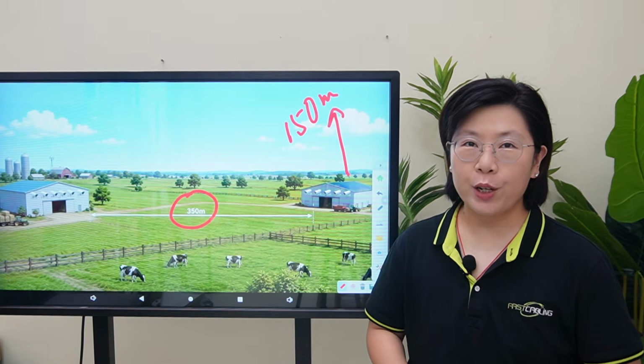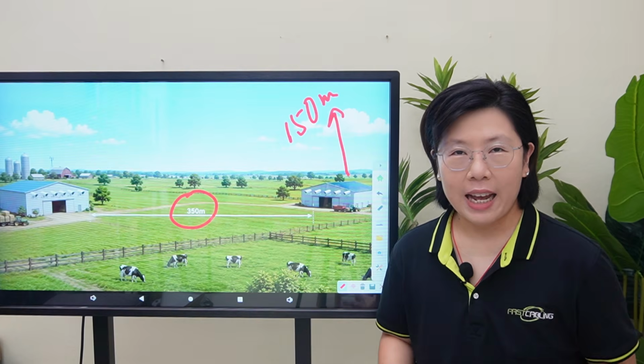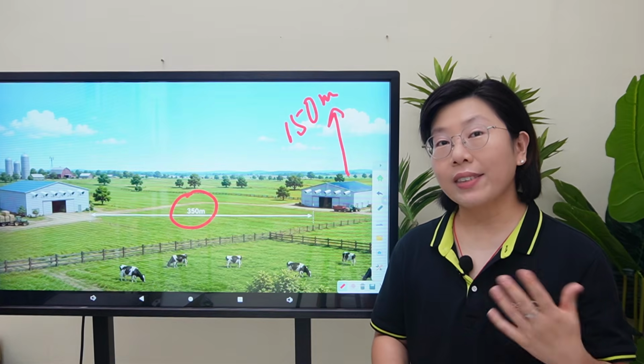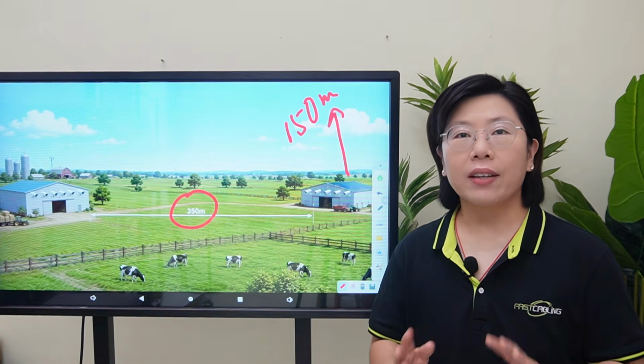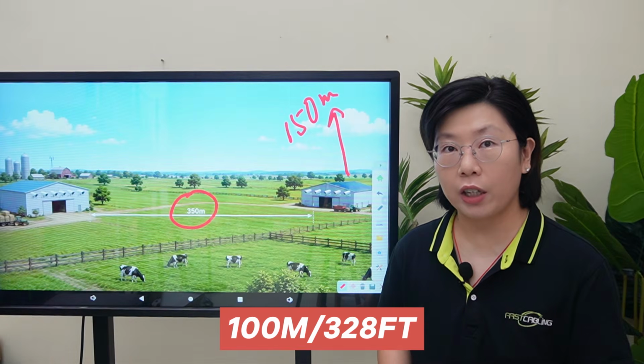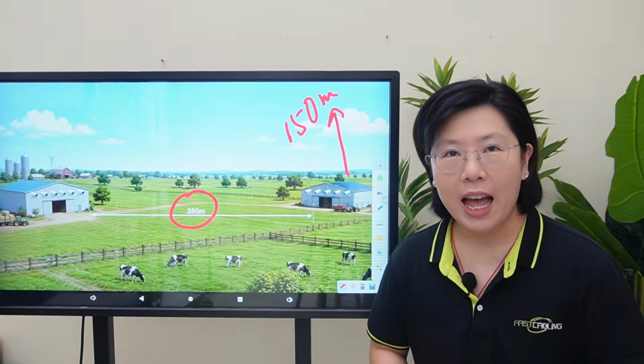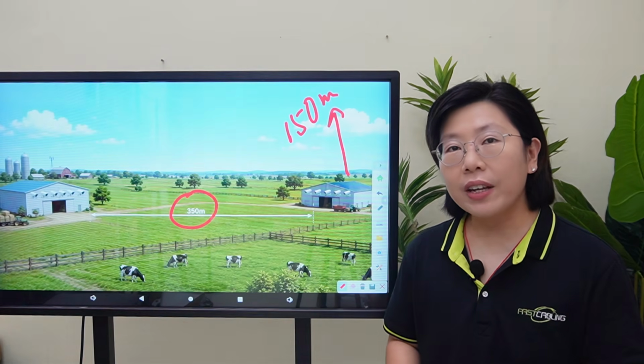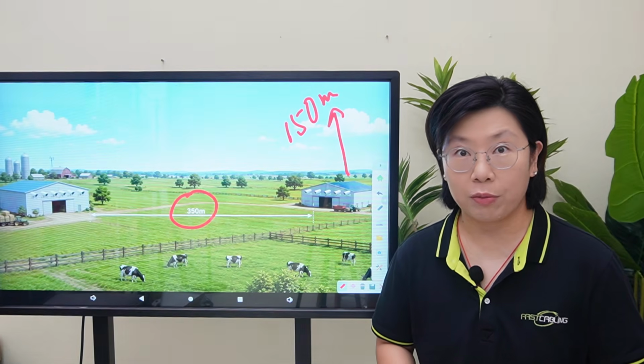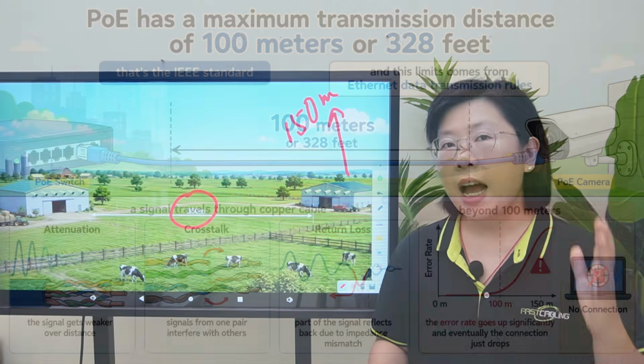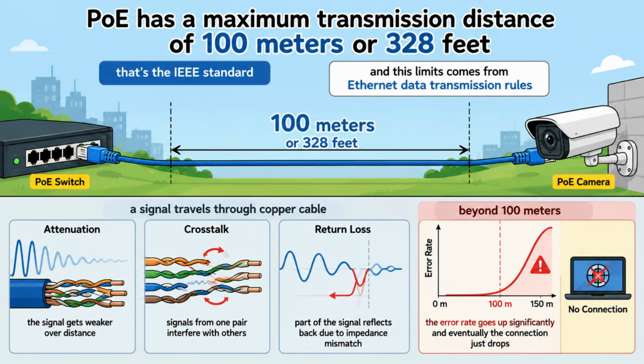So let's dive in. First, let's talk about why standard PoE switches failed in this scenario. Standard Power over Ethernet, whether it's 802.3af or at, has a maximum transmission distance of 100 meters or 328 feet. That's the IEEE standard, and this limit comes from Ethernet data transmission rules, not just power delivery. As signal travels through copper cable, you get attenuation, crosstalk, and return loss. Beyond 100 meters, the error rate goes up significantly, and eventually, the connection just drops.